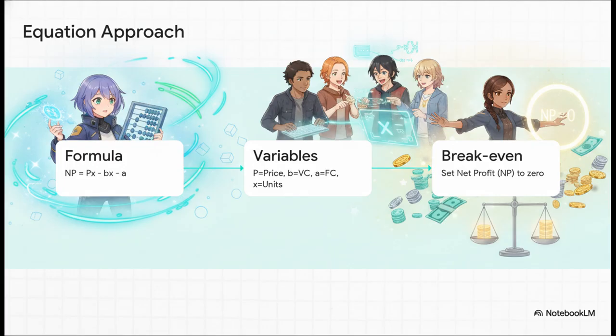Now, when we want to find the exact break-even point, we're looking for that exact moment we make zero profit, right? So we simply set NP to 0. And here's a massive tip. Once you memorize this single equation, you can solve almost any CVP problem by just plugging the numbers right in.